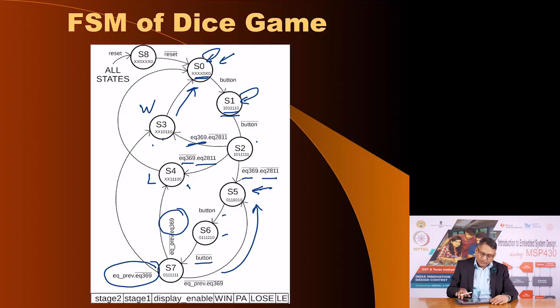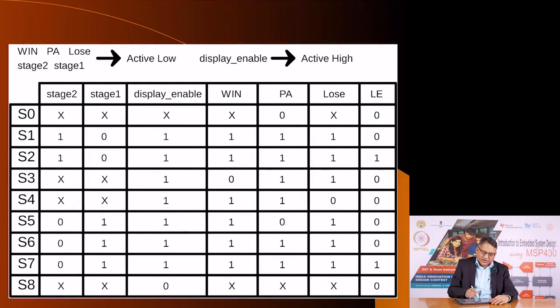Now, to know what outputs are produced, here is a table. Here is a table which indicates the outputs required: stage 2, stage 1, display enable, win, play again, lose, and latch enable. This latch enable signal is to enable the latch to capture that number.